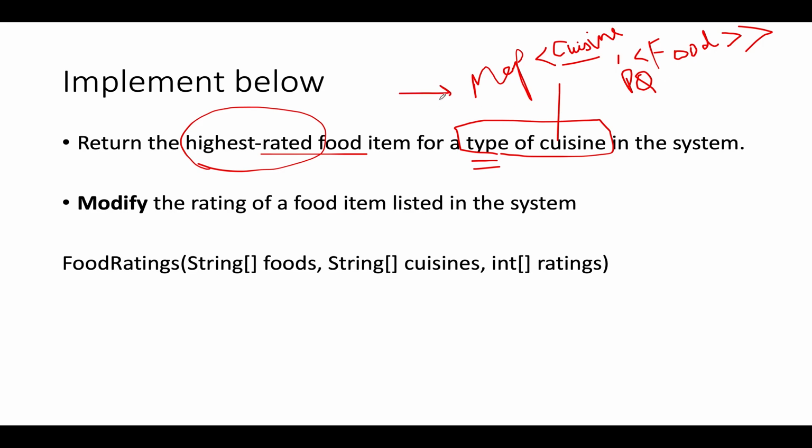Now the second ask of the question is to modify the rating of a food item listed in the system. So this is the second ask, and we should also analyze the type in which the data is presented to us.